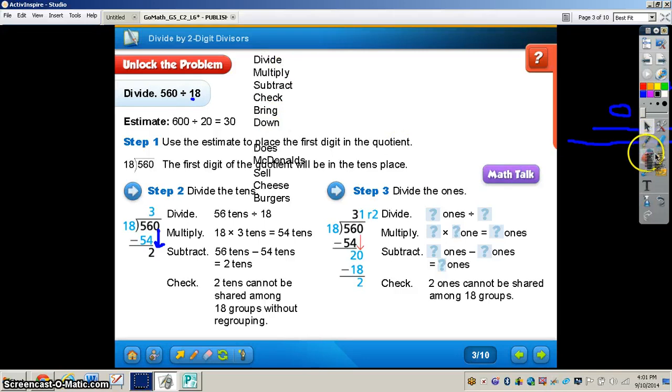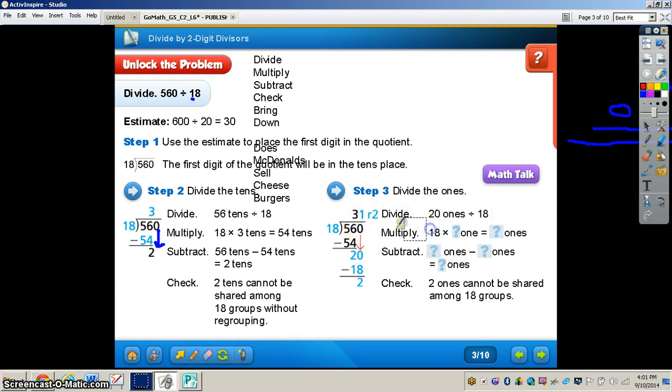So we are dividing the 20, which is right here, by 18. So 20 divided by 18. How many times can 18 go into 20 without going over? It's 1 time. We put that 1 right up there.